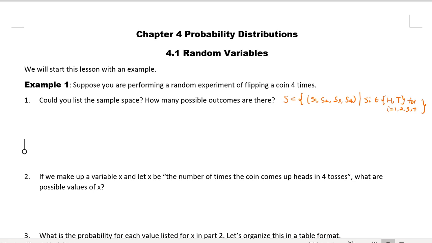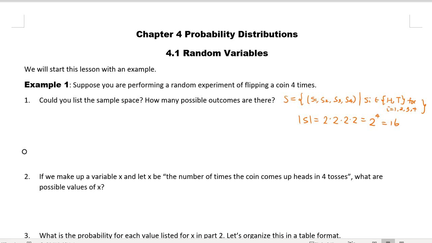We describe it. And what is the size of S? Well, you can see each flip, we can have 2 outcomes, either head or tail, right? And we have 4 flips. So that's why this is 2 to the 4th, and it is 16.